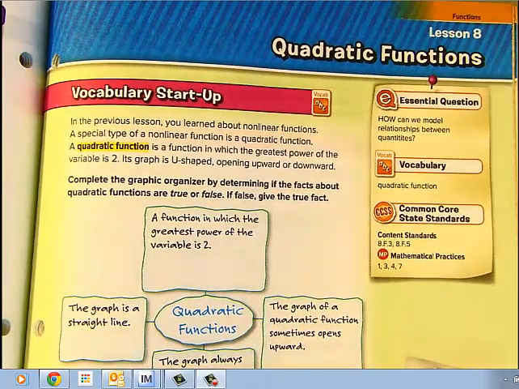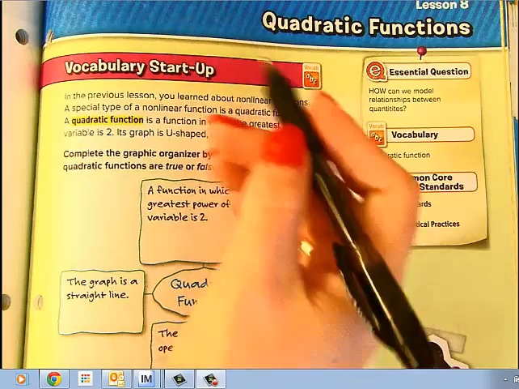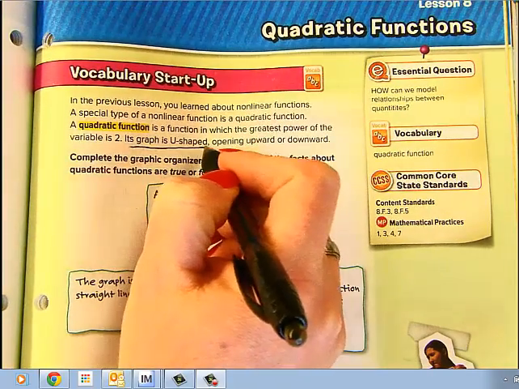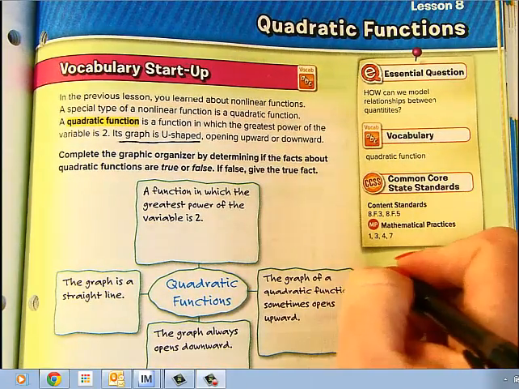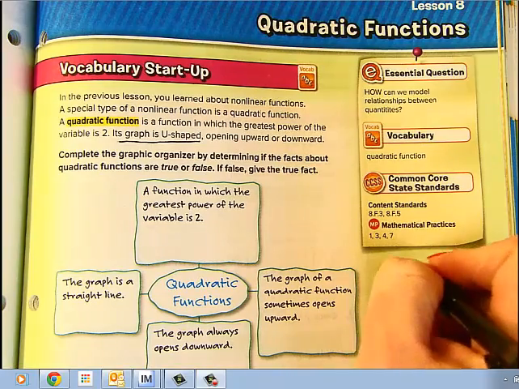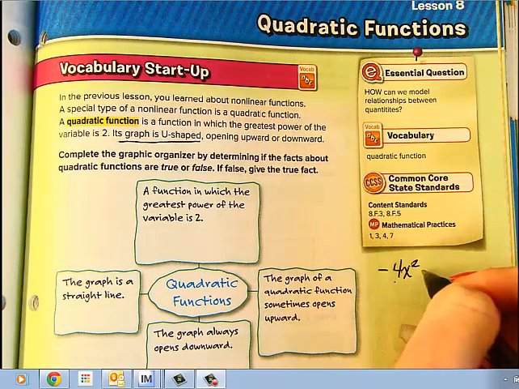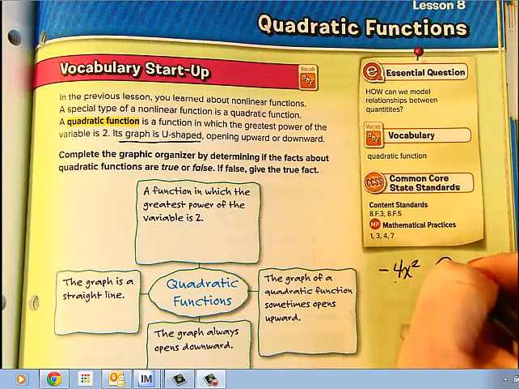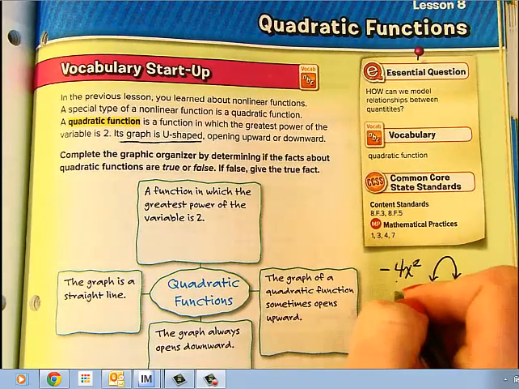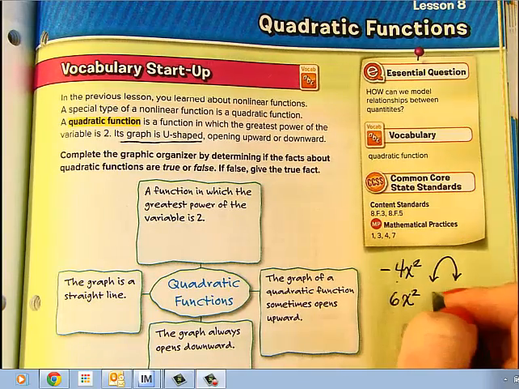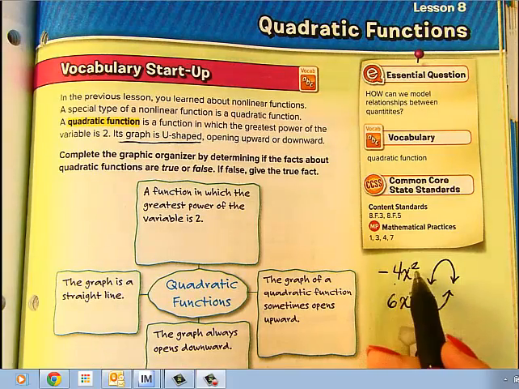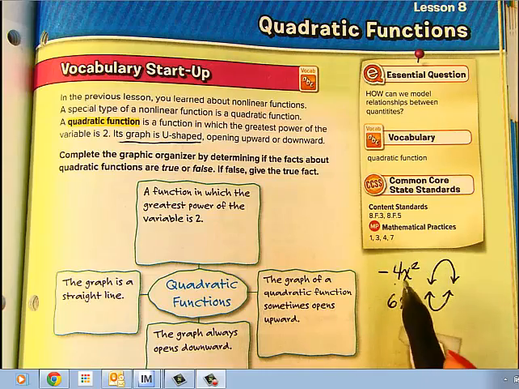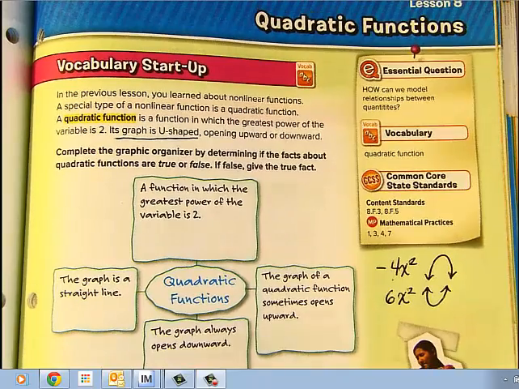So let's look down here at this graph, and we're going to talk about true and false. Well, first of all, I want you to notice this. A quadratic function is a U shape that can open up or down, and here's how you know the difference. If it's a negative on the squared term, then it's going to open down. If it's a positive on the squared term, then it's going to open up. So you can tell that automatically just by looking at the squared term, whatever variable has the 2 on it. If it's positive, it's going to open up. If it's negative, it's going to open down. So let's look at the true and false questions.